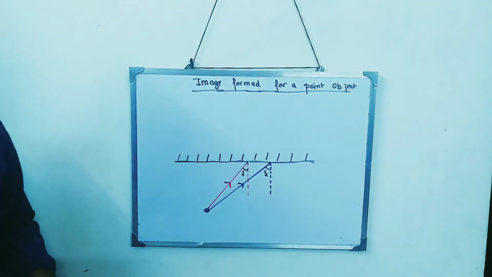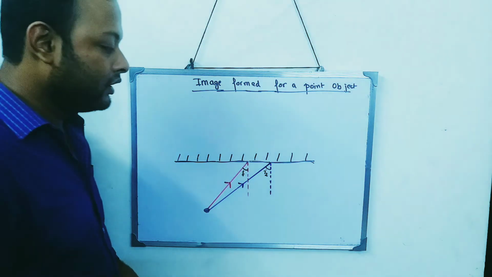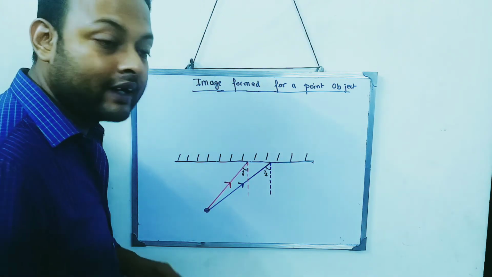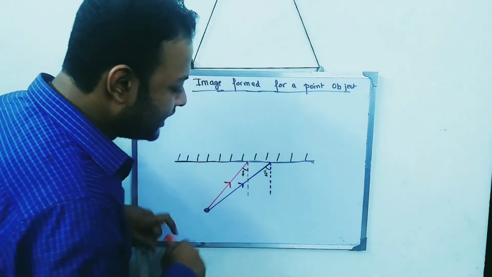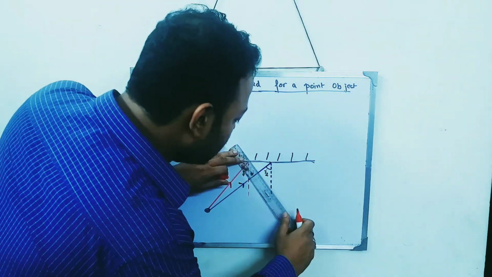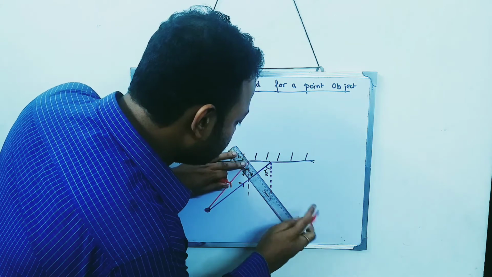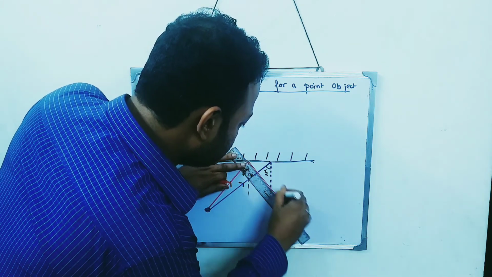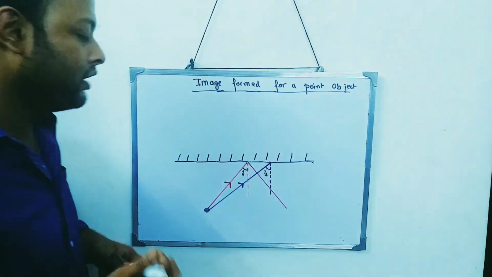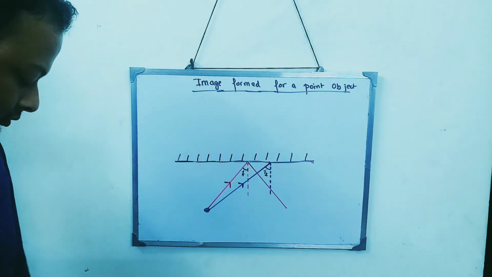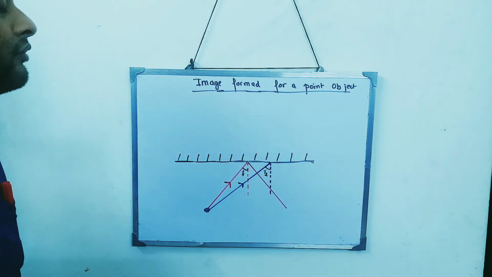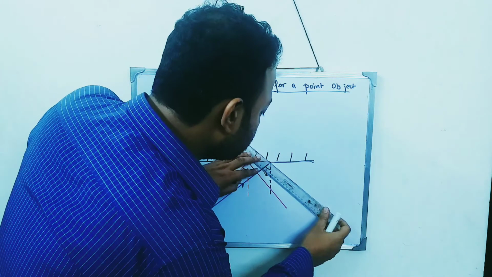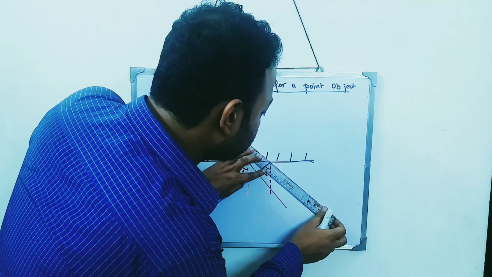Clear? Now, after drawing the normal and the incident ray, it's time for me to draw the reflected ray. So see, with the same angle of incidence, I will try to draw the reflected ray. Okay, something like this. So this is my reflected ray. And similarly, the reflected ray for the blue one I will also try to draw. So the reflected ray for the blue one is something like this.